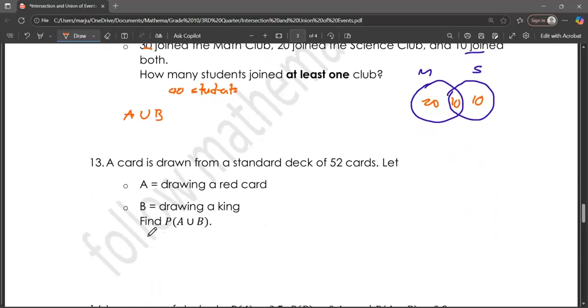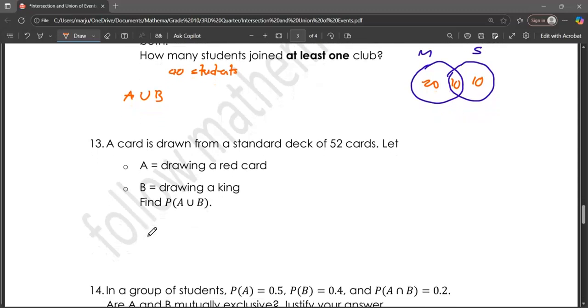Number 13. A card is drawn from a standard deck of 52 cards. Let A be drawing a red card and B drawing a king. So for A, ano ba yung sample space natin? Pag A drawing a red card, ilang red card ba meron sa isang standard deck of cards?